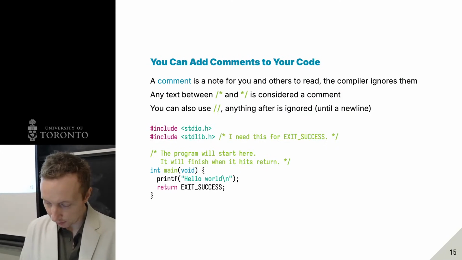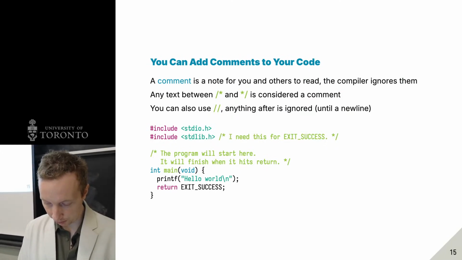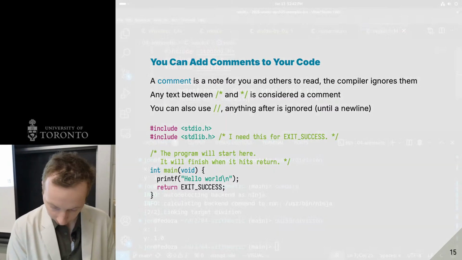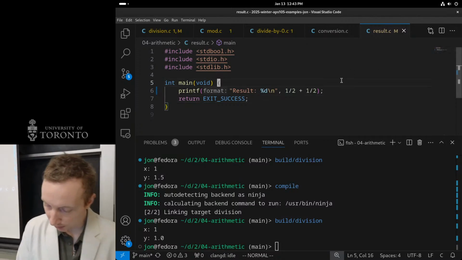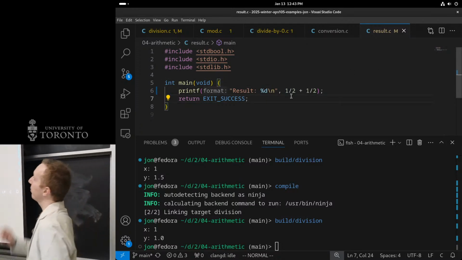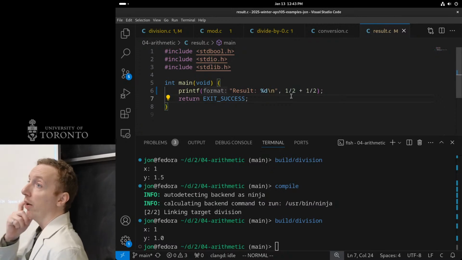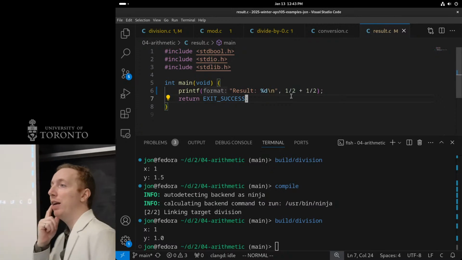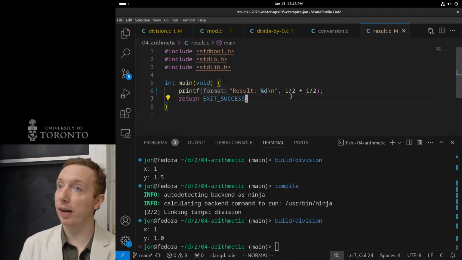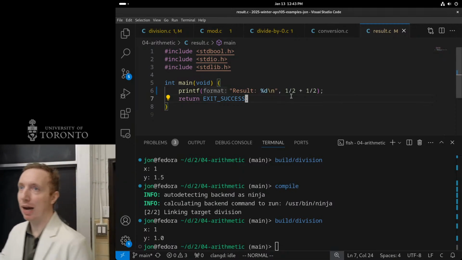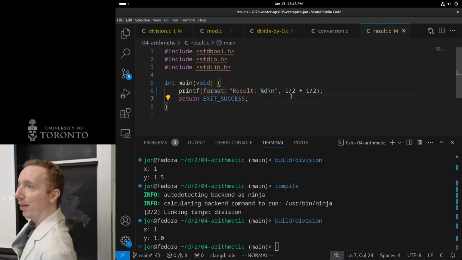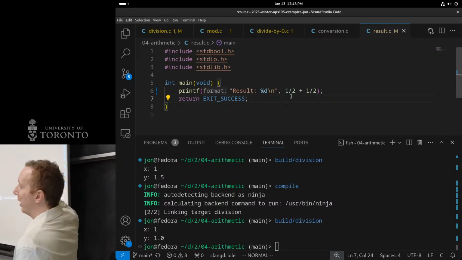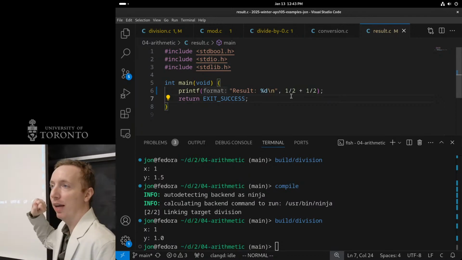All right, so some practice we can do. So here is where it might get surprising. If I ask any sane, rational person what 1 divided by 2 plus 1 divided by 2 is, you would hopefully say 1, right? What's a half plus a half? It's equal to 1. So if I run this, what is C going to say the answer of a half plus a half is?